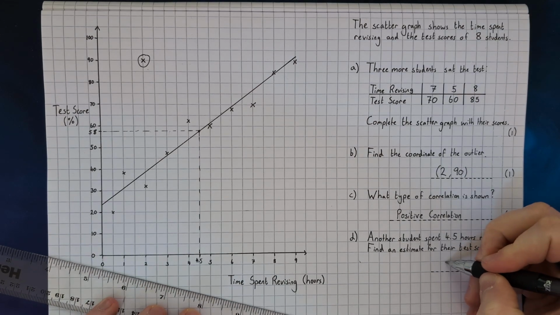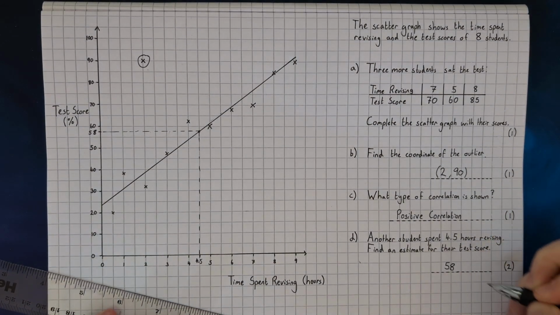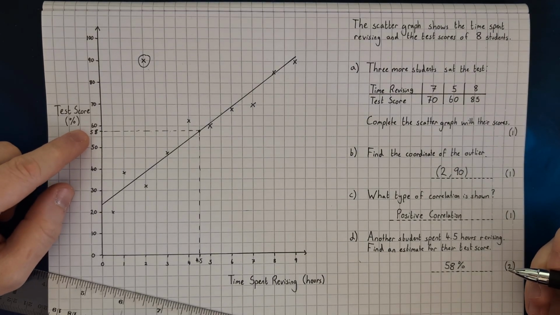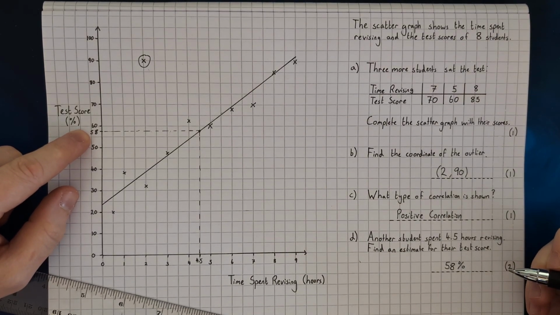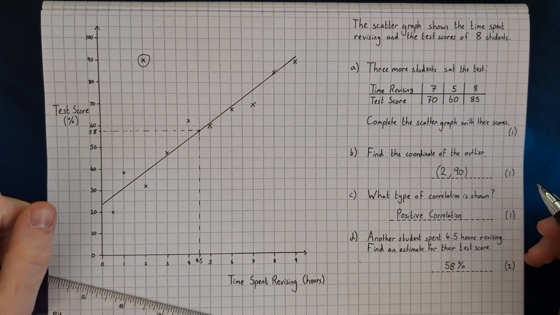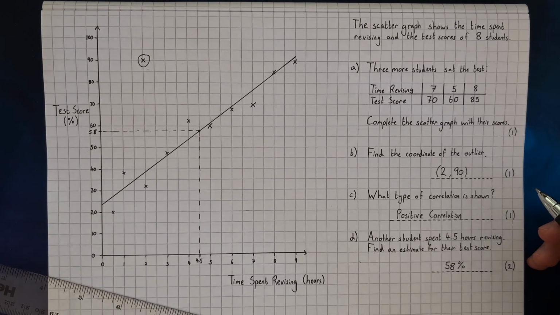Okay, so we write down 58 on our answer, and it's 58%. Now, different people's line of best fit will give them slightly different answers, so you tend to have a range of values available for this, something like between, let's say, 52 and 62, something along those lines.